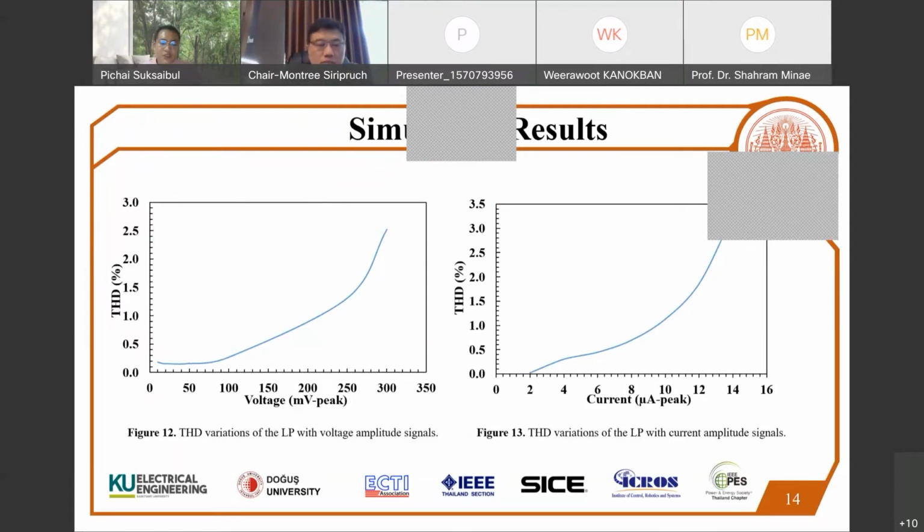We get total harmonic distortion, or THD, in figures 12 and 13. You will see that the THD is less than 3% in each mode, but the current mode is narrower than the voltage mode.